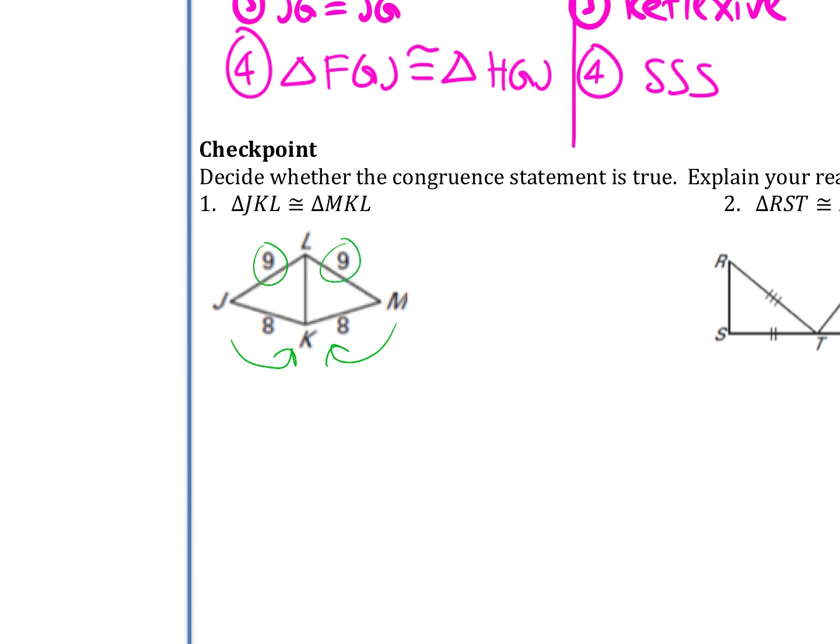Well, we have 9 and 9. We have 8 and 8. And then we have a shared side. So this is going to be true. And the reason why is side, side, side, because we have a reflexive side. We have a shared side, basically.